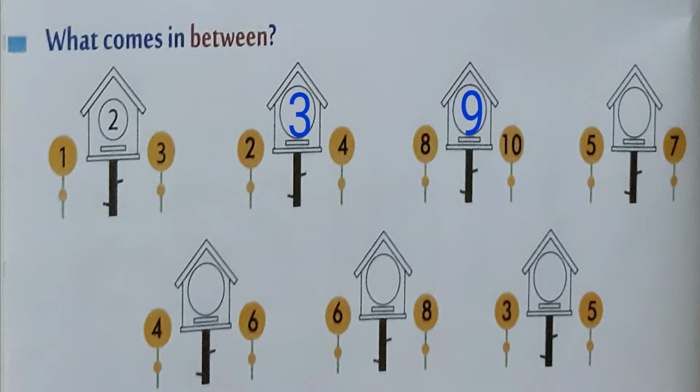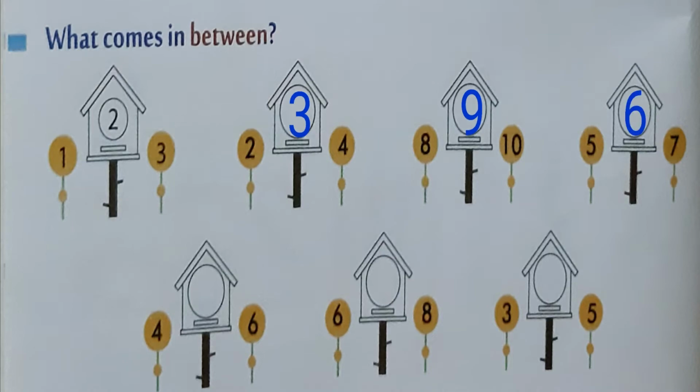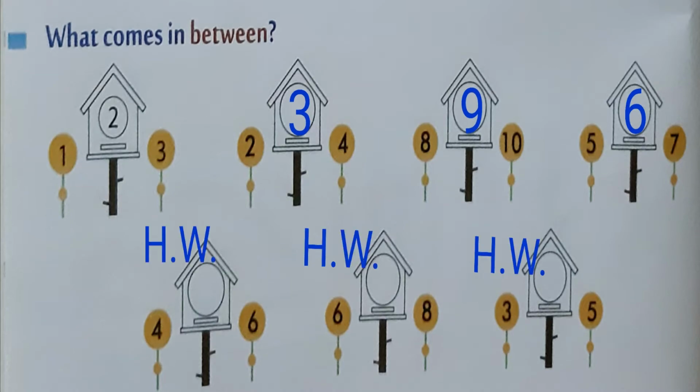And next two numbers are 5 and 7. The between number of 5 and 7 is? Good. 6. 6 is the between number of 5 and 7. And next three are the homework.